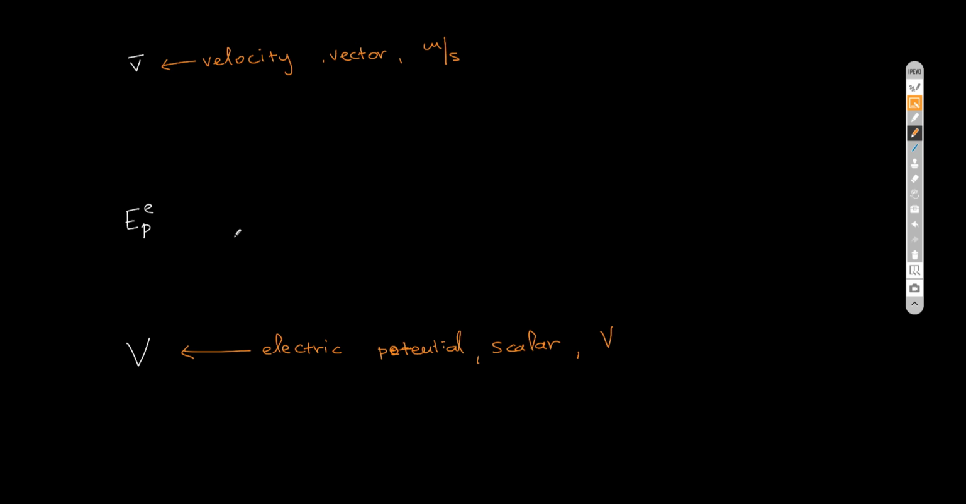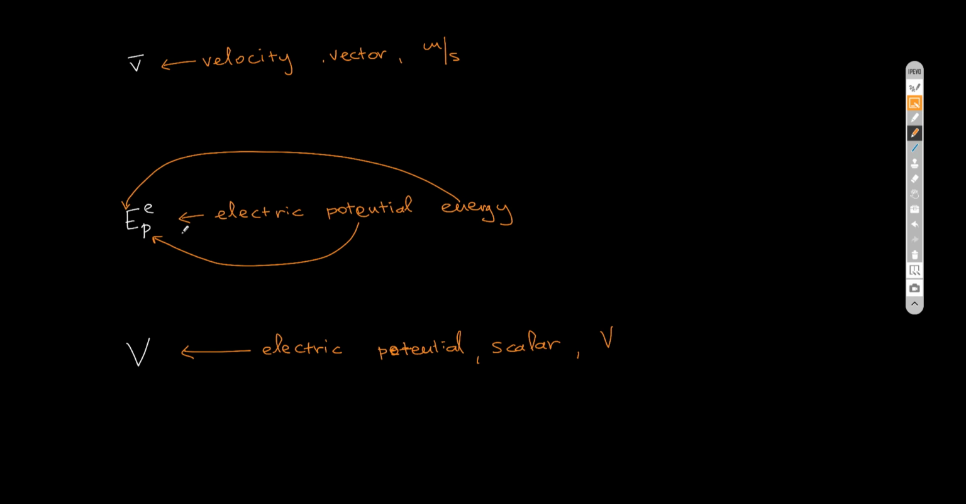Now we have one more concept that we used in electricity, that is the electric potential energy. Now this is a concept related to electricity, and the fact that it's potential energy is reflected in the fact that I have P, the subscript P. It is energy, and that's why I'm using the uppercase E. And for electric, the fact that it's electric is shown here in the superscript.